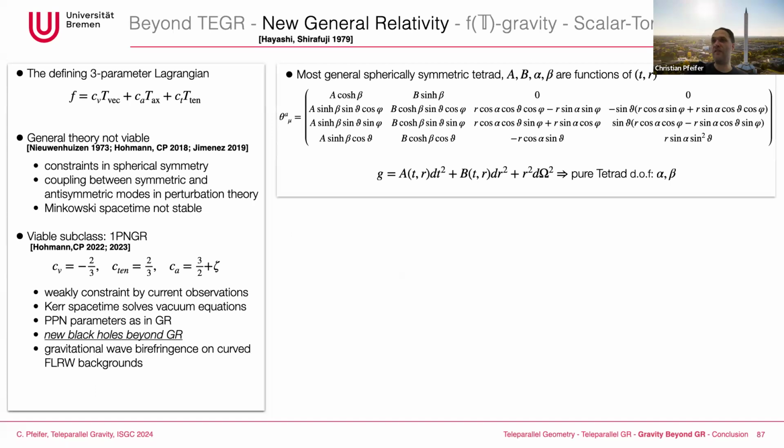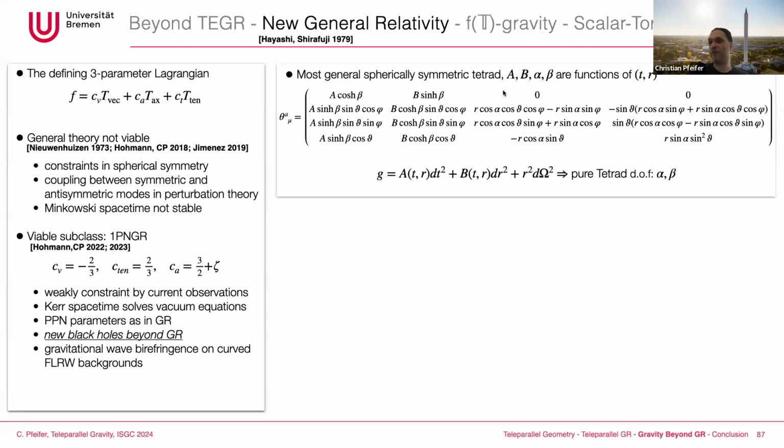But in order to find black holes in the theory, I need an ansatz, a spherically symmetric ansatz. That's why I discussed the symmetry conditions in the beginning. If I impose spherical symmetry, so I impose the existence of three Killing vector fields on my spacetime, which generate the spatial spherical symmetry, I get that the most general spherically symmetric tetrad has this form.